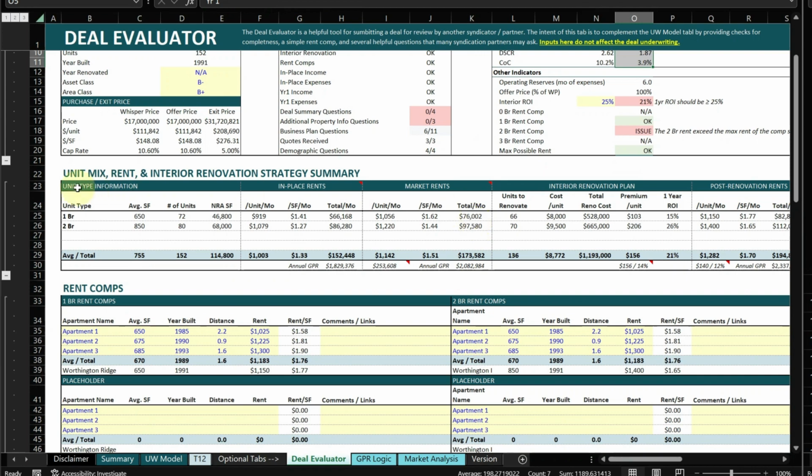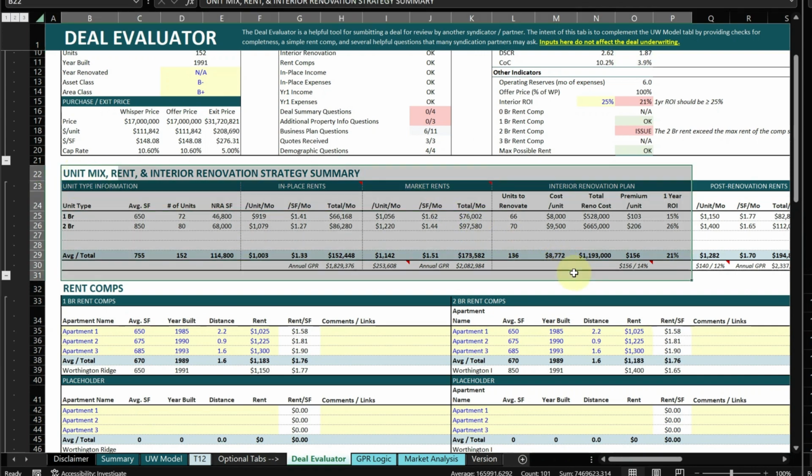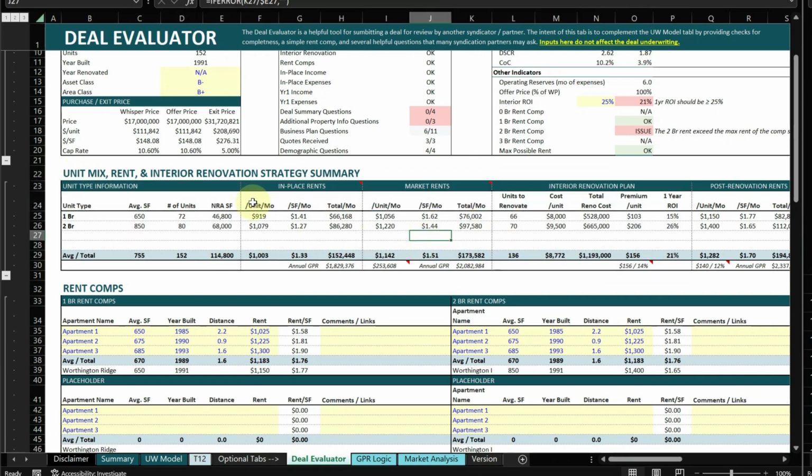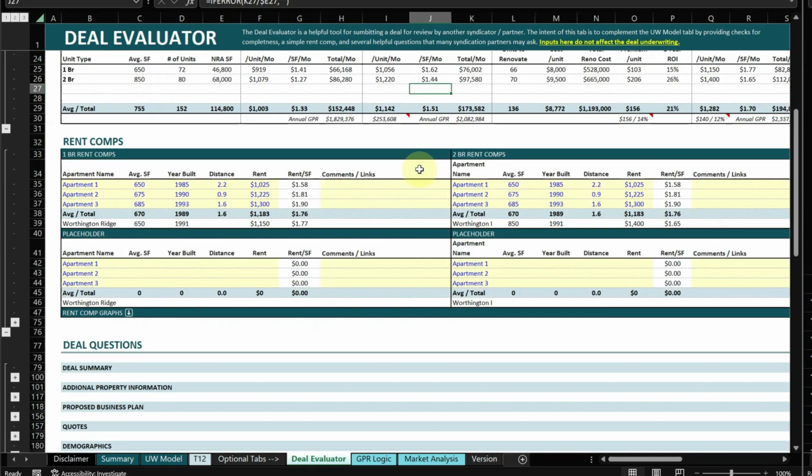And then this is strictly a summary. There are no inputs here in the rent interior renovation summary. It's summarizing from the underwriting model. It's summarizing by bedroom. And then there's a simple rent comp analysis.